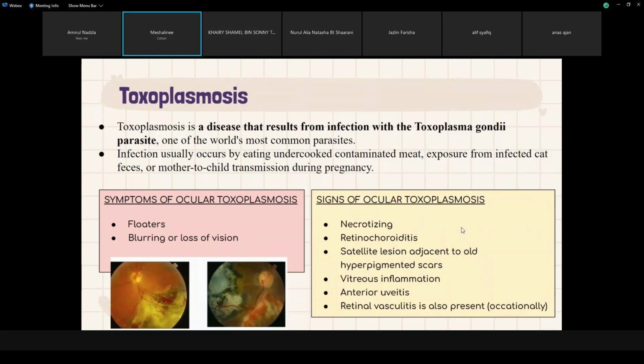Okay, the last one is ocular toxoplasmosis, which results from infection. The symptoms of a person with ocular toxoplasmosis are that they usually complain of floaters and blurring of vision. The signs are necrotizing retinochoroiditis, satellite lesion adjacent to old hyperpigmented scars, vitreous inflammation, anterior uveitis, and retinal vasculitis is also occasionally present. The picture there shows how ocular toxoplasmosis looks. Next.